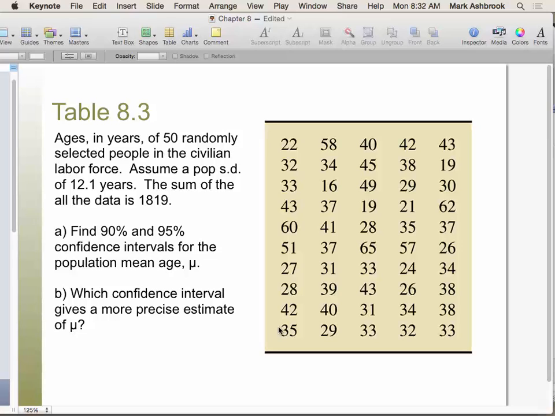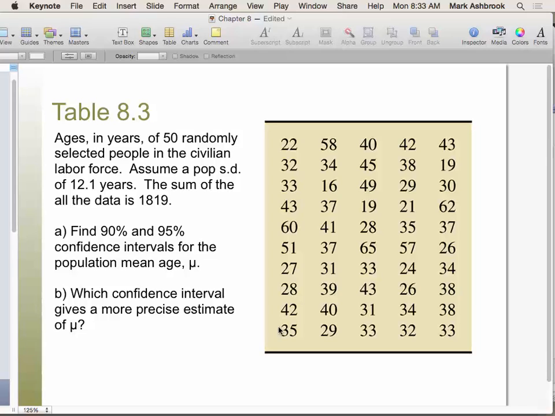Anybody get the 90% confidence interval? From what age to what age did you get? Send it up here. What did you get for the point estimate? Let's do that first. 36.38. 36.38 years? Okay, anyone get the 90% confidence interval? 34.735 to 38.025. Did anybody else get that?